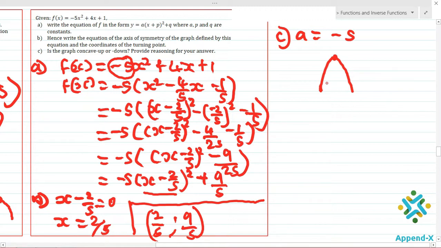Okay, being able to convert between the standard form and the turning point form can be very useful sometimes. Please try these examples on your own again and make sure you understand how it is done.